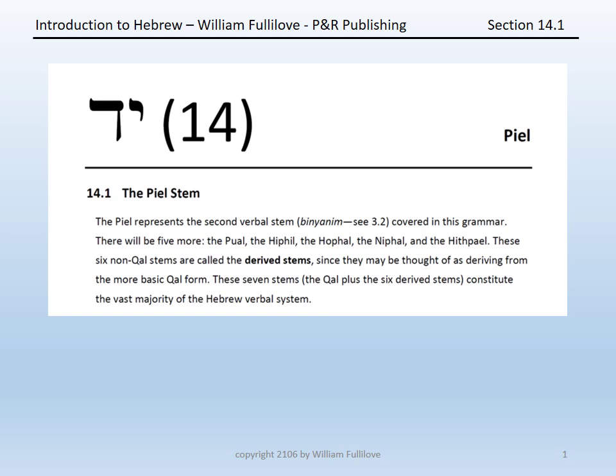This is the Piel, then we will discuss the Pual, the Hifil, the Hofal, the Nifal, and the Hitpael. Together, these 6 non-Qal stems are called the derived stems, in the sense that they may be thought of as deriving from a more basic Qal form. So the 7 stems overall, the Qal plus these other 6, will constitute the vast majority of the Hebrew verbal system that you will learn.